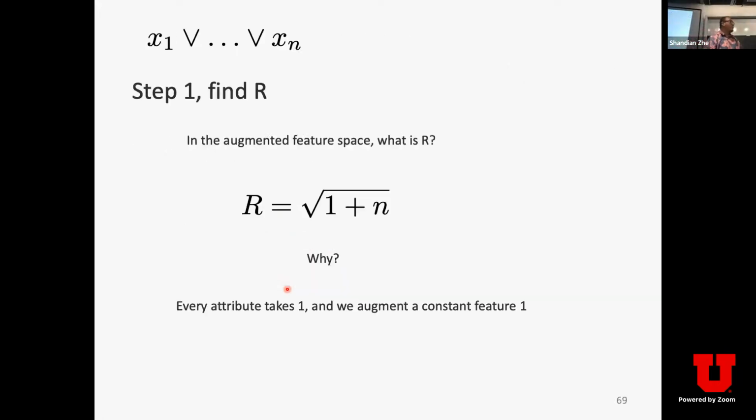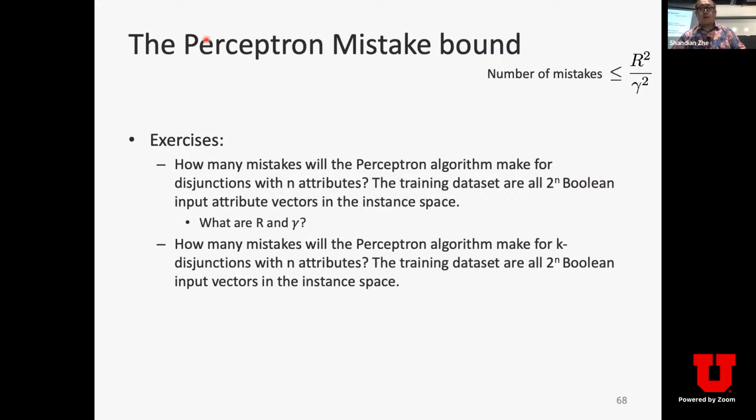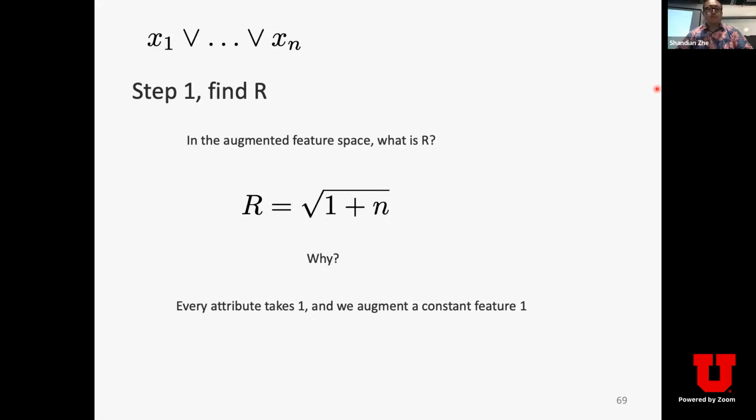Let us do some practice. Suppose this is our target function, or label. The ground truth label is obtained by the disjunction of these n Boolean features. Suppose you are given all possible Boolean feature vectors, which will be 2 to the power of n feature vectors. At most, how many updates will it take to get a good separating hyperplane by running a perceptron? First, according to this bound, we want to find R, the upper bound of the length of the feature vectors. So what is the upper bound?